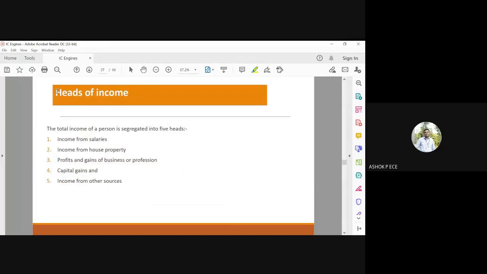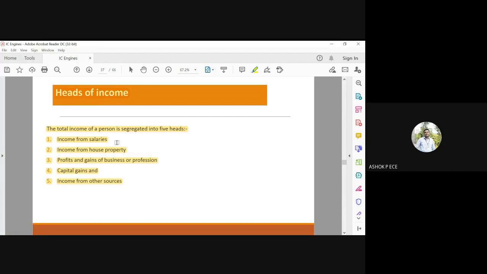How, in which all categories, your income is classified. So the total income is classified into 5 categories. First one is income from salary. It is the main thing which is going to be coming to you in the form of salary.